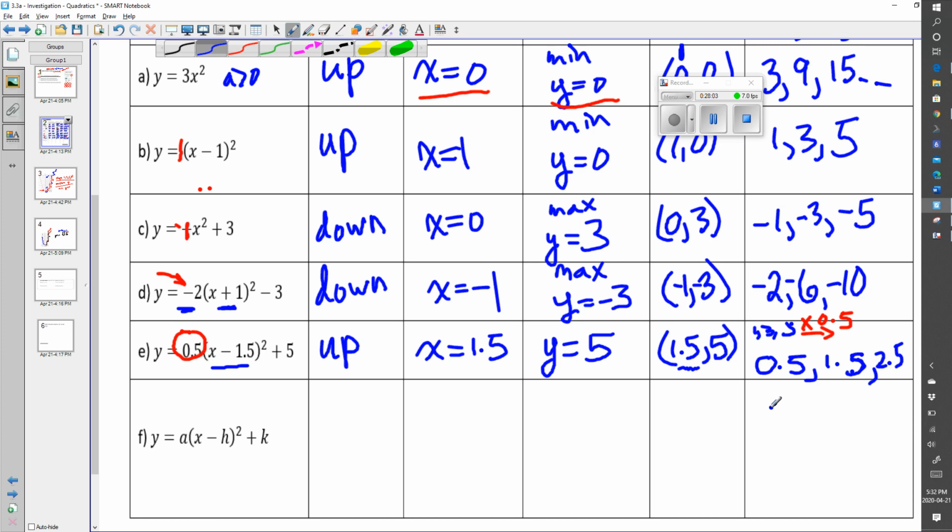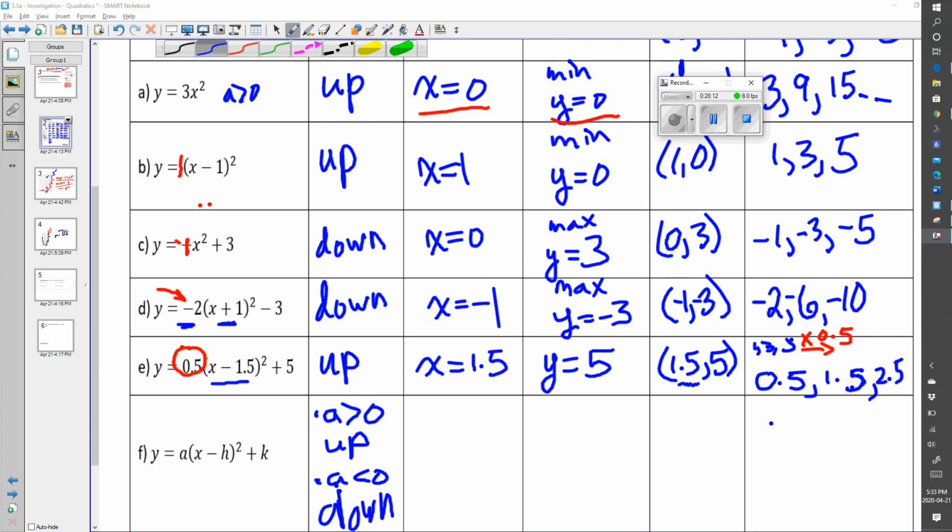So now what I'd like you to do is copy down the information for this graph here, this last graph, which describes everything. So the first concept I want you to realize is if the a value that we have here is positive, it's a positive parabola and it opens up. If it's negative, it's a negative parabola, so it frowns, it opens down.